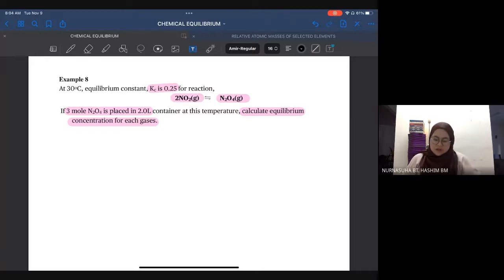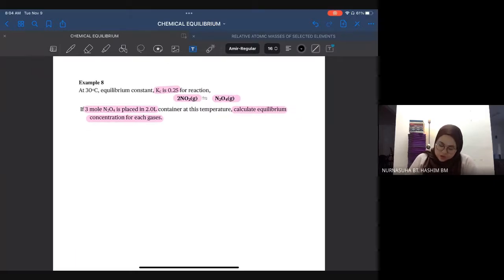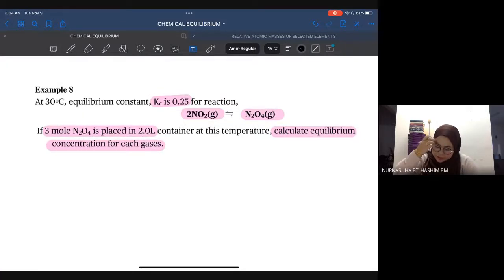Okay, kita proceed. So yesterday I asked you to do example 8. For example 8, dia kata at 30 degrees Celsius, equilibrium constant Kc is 0.25. Dia bagi equation untuk awak. If 3 mole N2O4 is placed in 2 liter container, calculate concentration of each of the gas. So kena buat ice table lah.